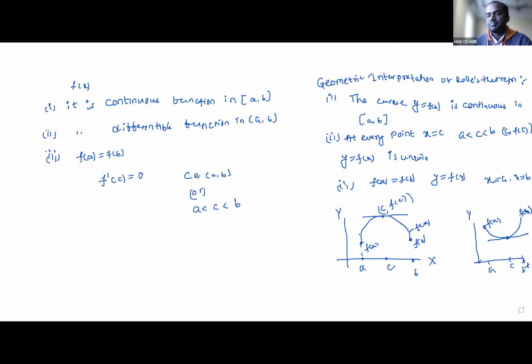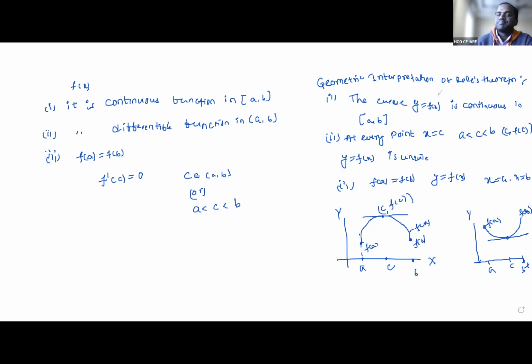Geometric interpretation of Rolle's theorem. Side heading. Write down. Geometrically, the three assumptions in Rolle's theorem mean the following.